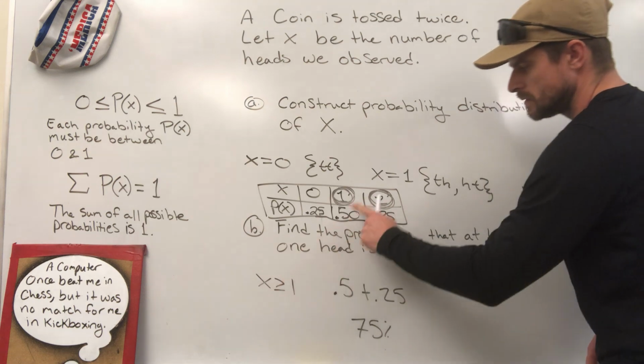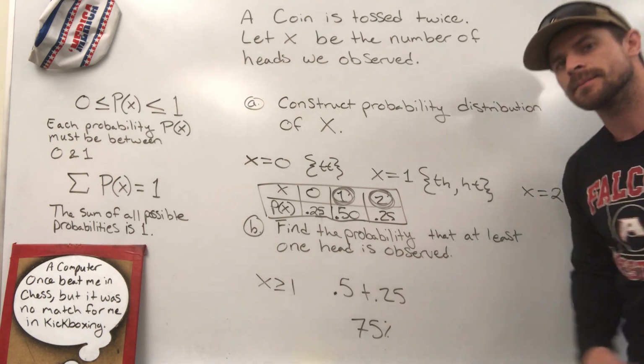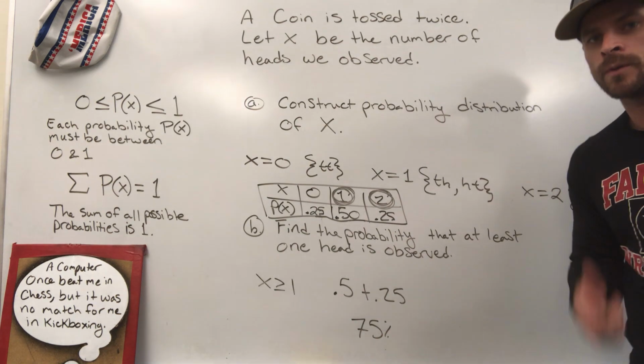So anything above one, I include the one and the two. That means I'm adding both of these numbers together to get my total probability. Okay? Hopefully this makes sense.